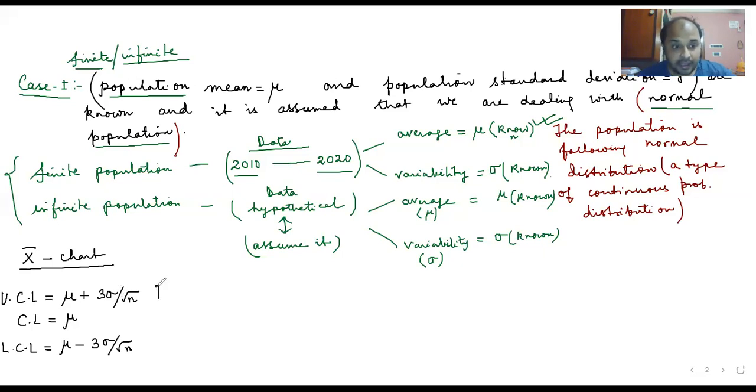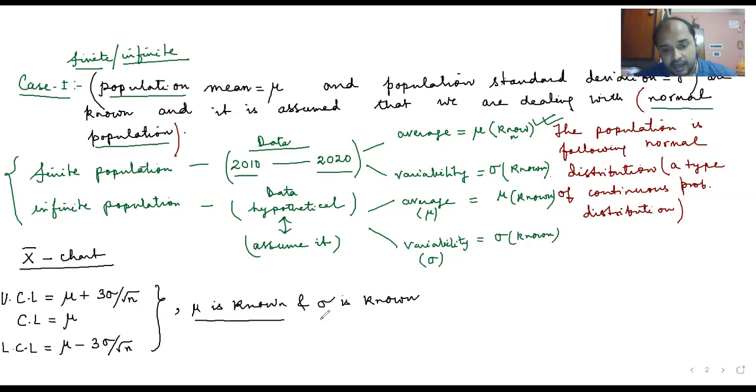This formula for finding the upper control limit and lower control limit can only be applied if mu is known and sigma is known. But if they are unknown, what do we have to do? Because most of the time, these values mu and sigma will be unknown to us.